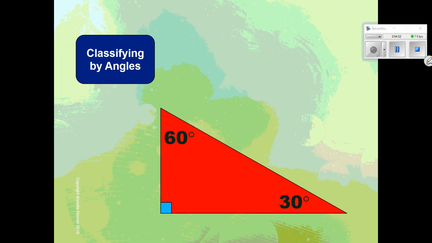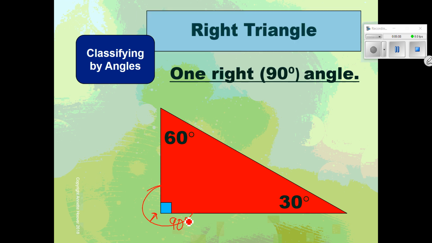If one of the angles is a 90-degree angle, now down here it does not say 90 degrees, but anytime we draw a little box like this, we are indicating that this is a 90-degree angle. We call this a right triangle. A right triangle is a triangle with one 90-degree angle.